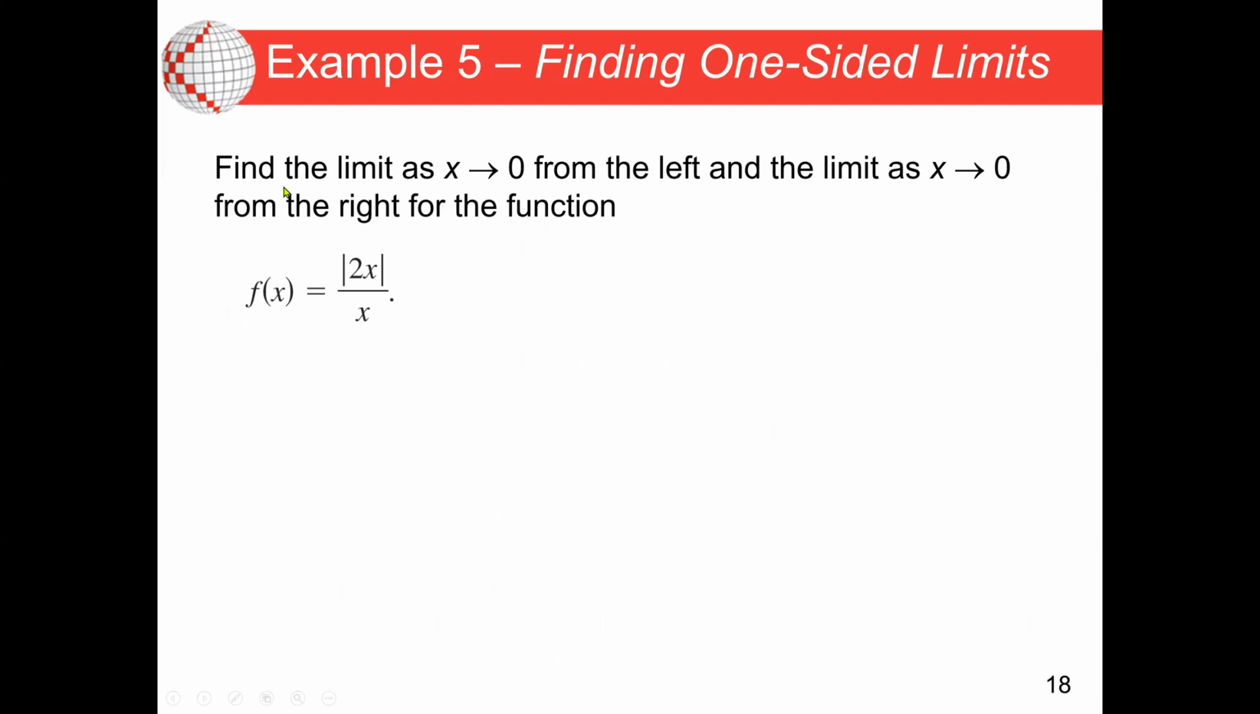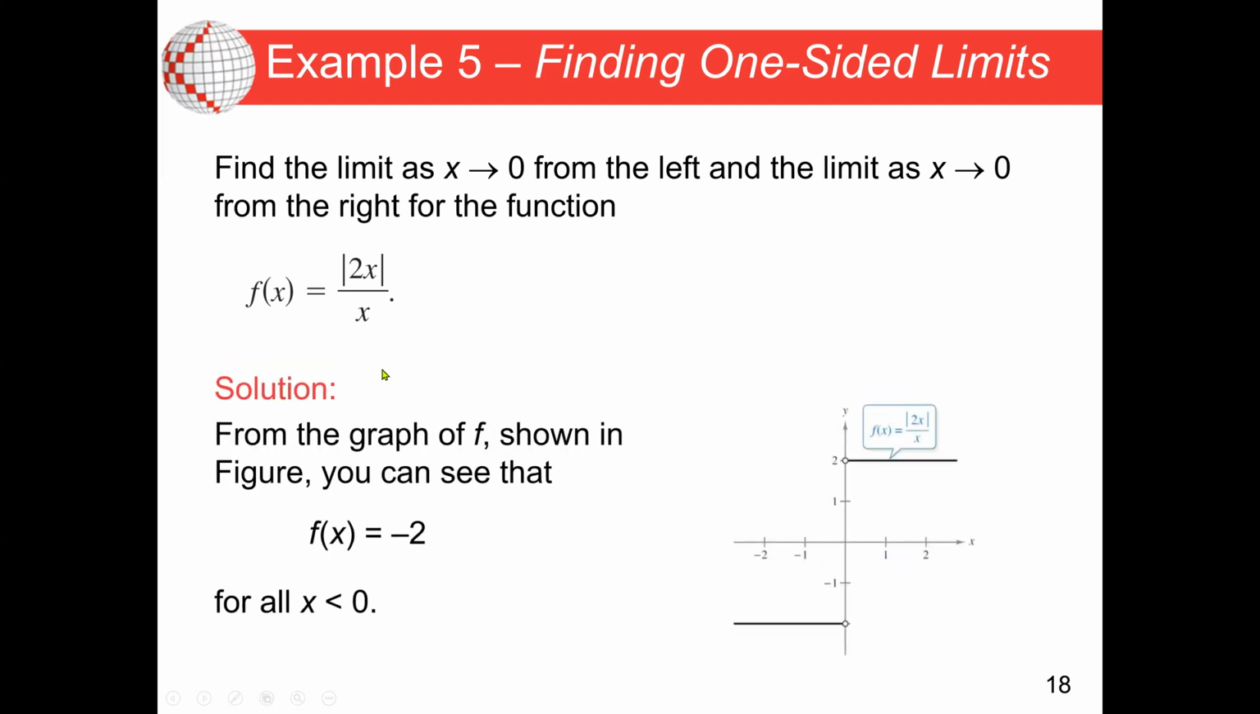So now we have an example here. They say we should find the limit as x approaches 0 from the left, and the limit as x approaches 0 from the right for the function f(x) = |2x| over x. So from the graph, if we plot this, we get a horizontal line at y equals 2. But when x is 0, we have no existing value because we're going to have 0 over 0.